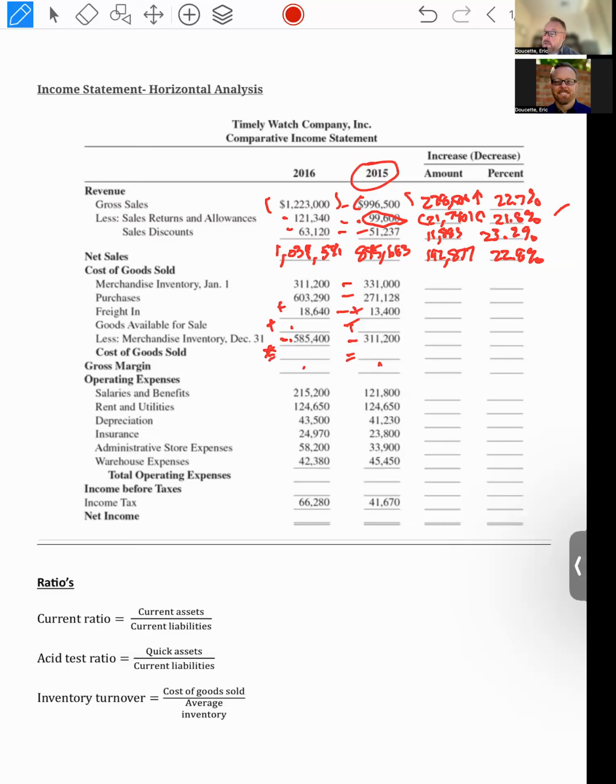So again, same thing, you're going to find the difference. You're going to add all these up. So in this case, you're going to add your beginning merchandise, your purchases, and your freight charges. So that's going to give you, if you add all those up, $933,130. Now in an income statement, that's what you had available for sale, but what you have left now at the end of the year is $585,000. So what did you sell? Well, you just subtract the 585 from the 933.